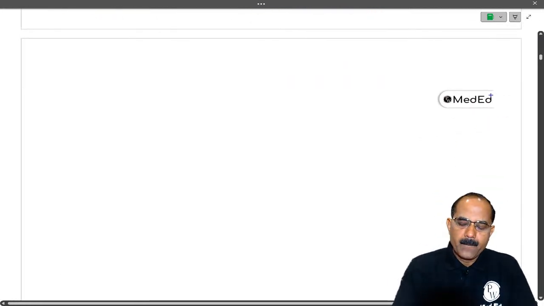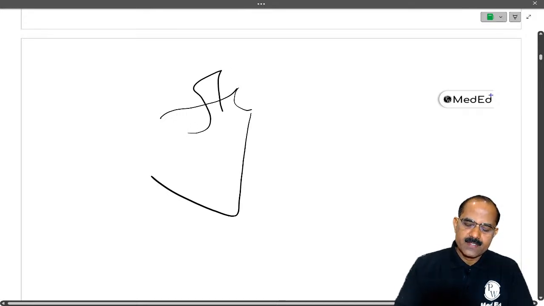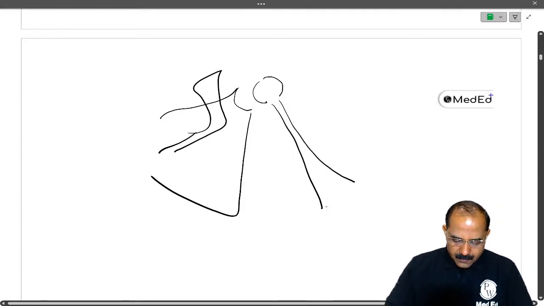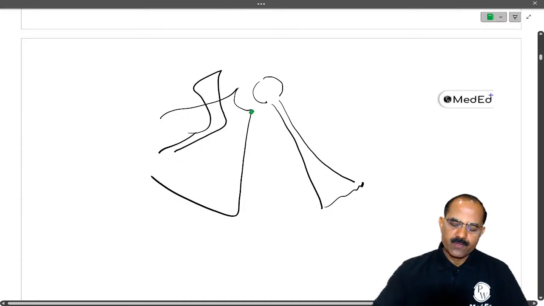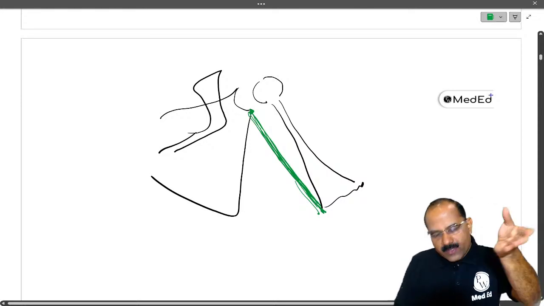I will draw a slide. Just look at this, I draw a slide for you. A very important slide. This is the scapula, that's the acromion process. Now, can you identify this muscle which begins from the infraglenoid tubercle and goes and gets attached to the ulna?